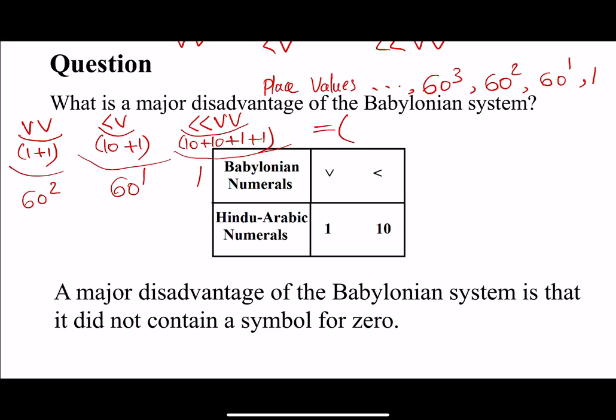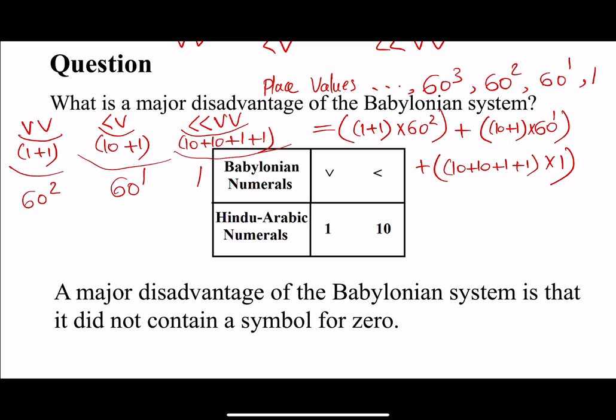Okay, the digit is 1 plus 1 times its place value, which is 60 squared. Add it to the next one. The digit is 10 plus 1 times its place value, which is 60 to 1, and then add it to the next one. The digit is 10 plus 10 plus 1 plus 1 times its place value, which is 1. Okay, now we add them all.